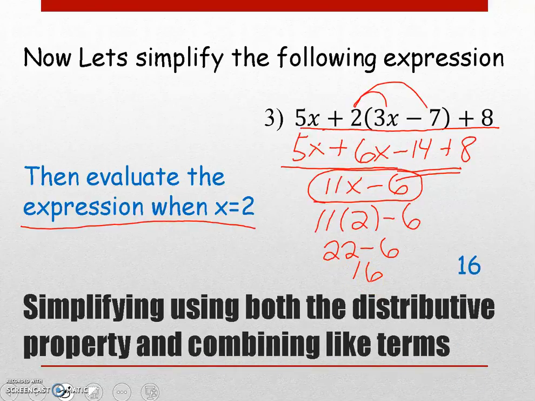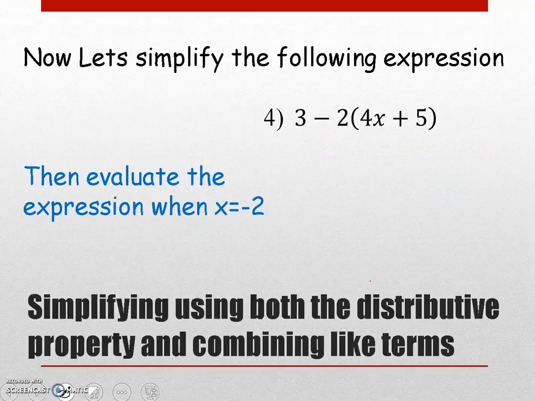Very good. Let's take a look at another example. Again, we're going to get rid of the parentheses first by using the distributive property. I can't do anything with the 3, so I'm just going to keep the 3 there. But I'm going to take the negative, this is a negative 2, because the negative sign is included with the 2. Negative 2 times 4x is negative 8x. And then negative 2 times positive 5 is negative 10.